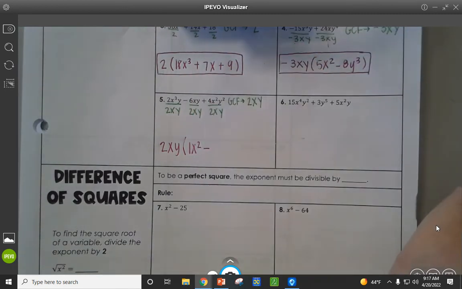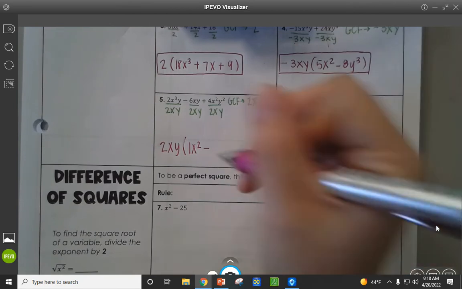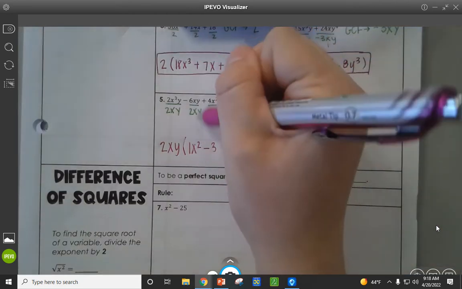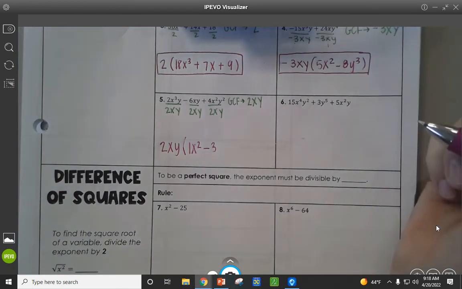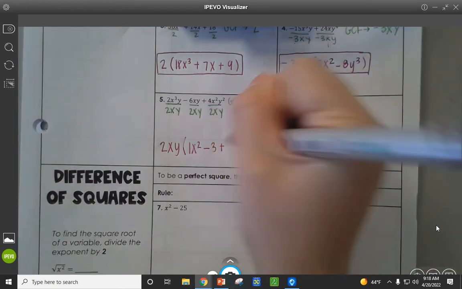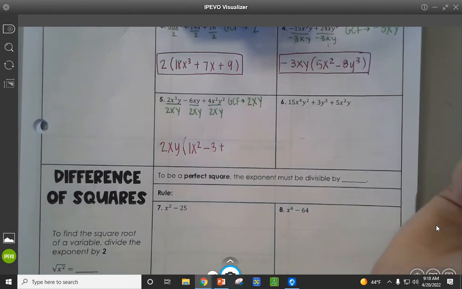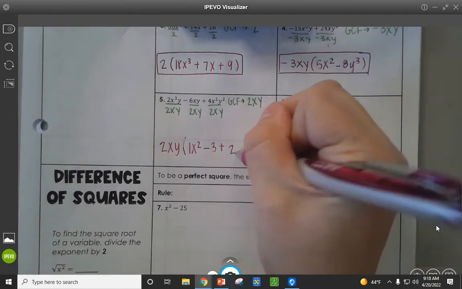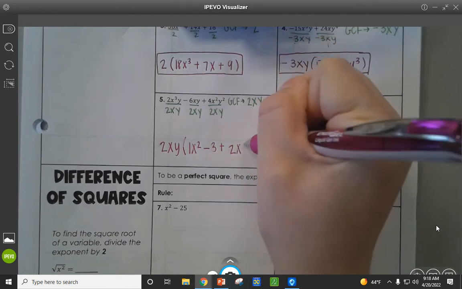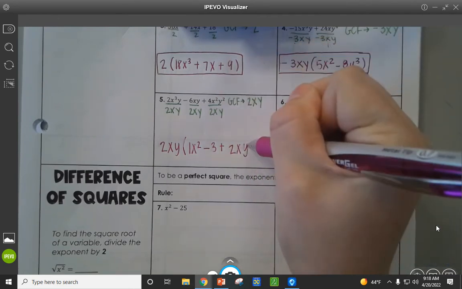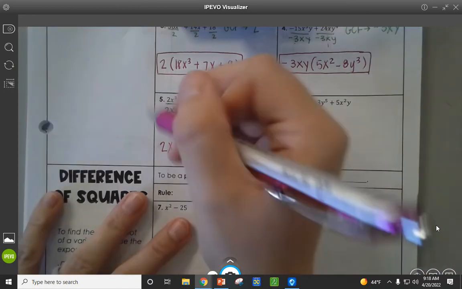Minus 6 divided by 2? 3. And then x's cancel, y's cancel. So it's just minus 3. Plus 4 divided by 2? 2. So one of the x's cancel, one of the y's cancel. So plus 2xy.